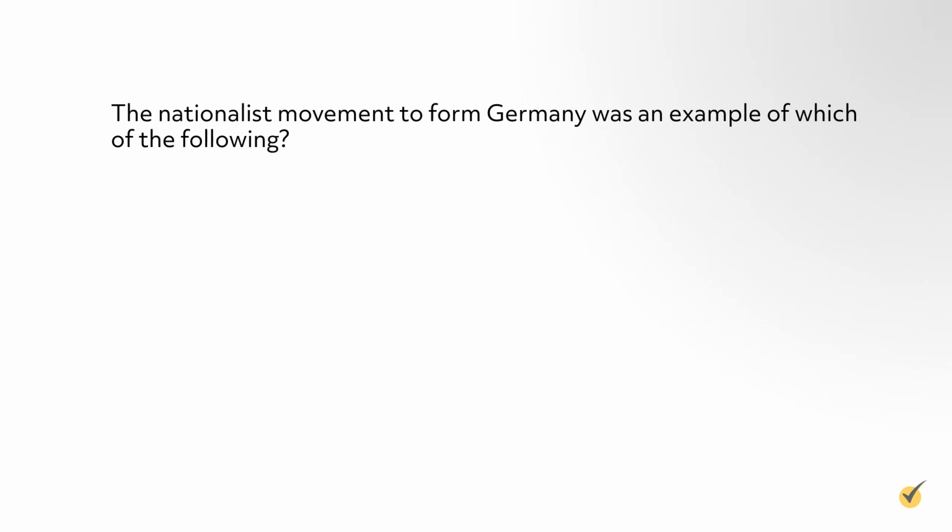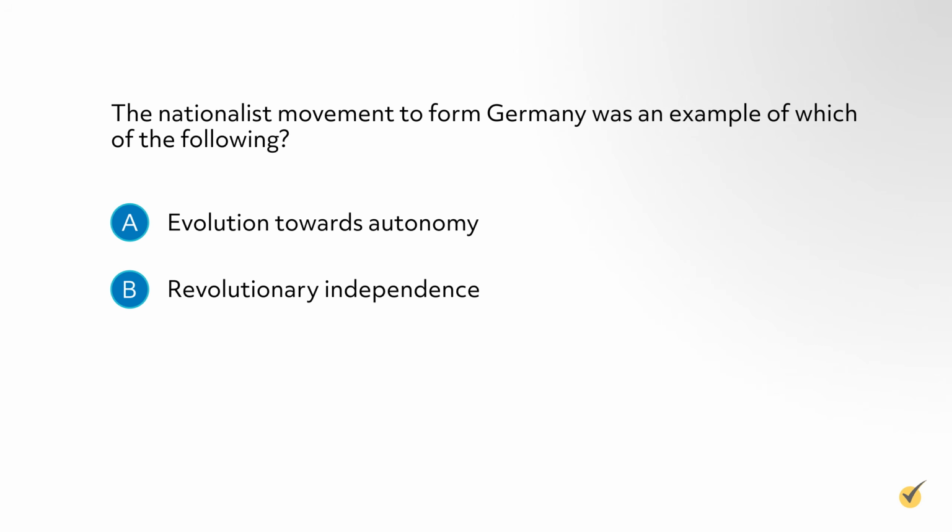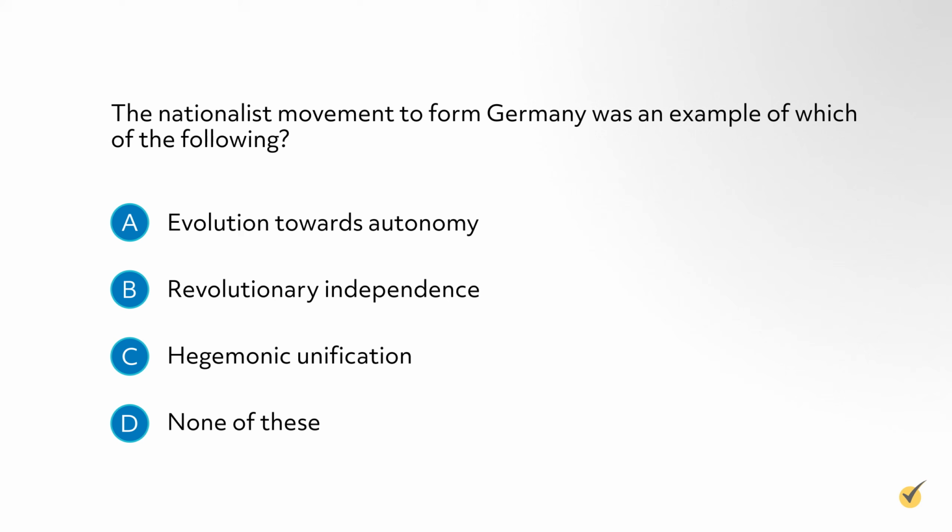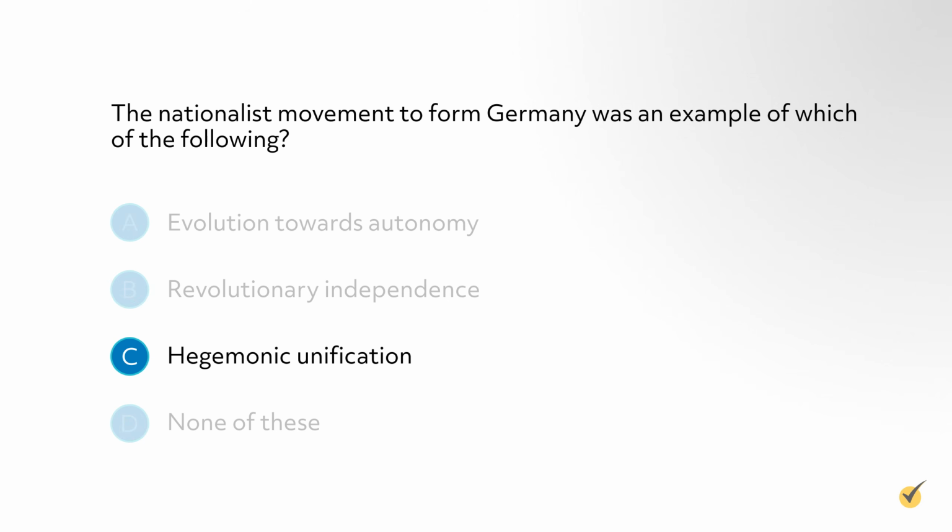Number 1, the nationalist movement to form Germany was an example of which of the following? A. Evolution towards autonomy. B. Revolutionary independence. C. Hegemonic unification. Or D. None of these. The correct answer is C.